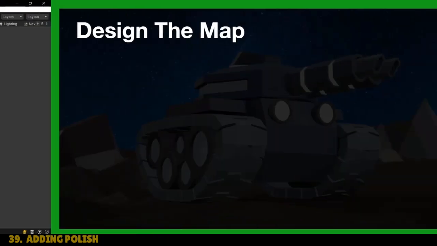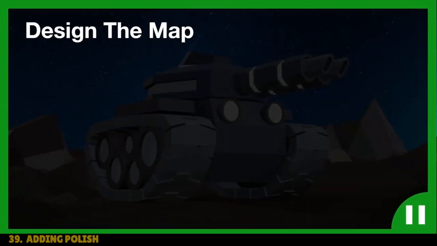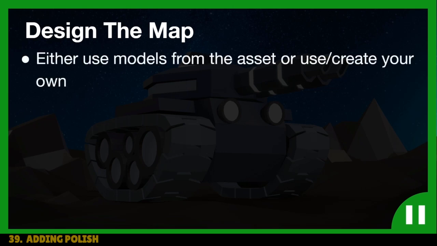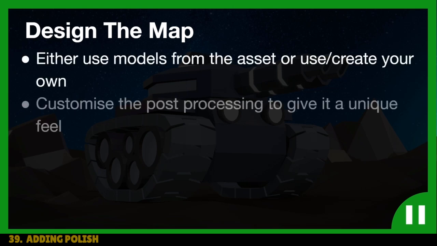So that's going to be your challenge for this lecture, which is to design the map. Design it however you want, using either models from the asset or create your own. And customize the post-processing to give it a unique feel. So in the hierarchy, we have the post-processing settings, and you can go in there and tweak that. You can tweak the lighting, the sun itself, or the camera settings. It's really up to you to just make it feel unique. So have a go, pause the video, and I'll be back in a minute.